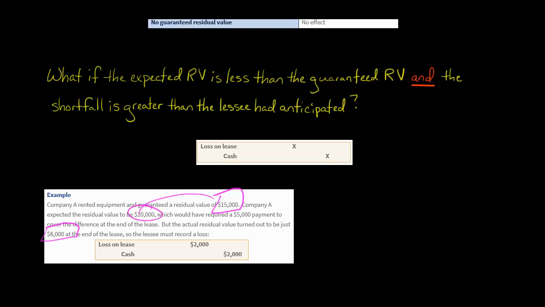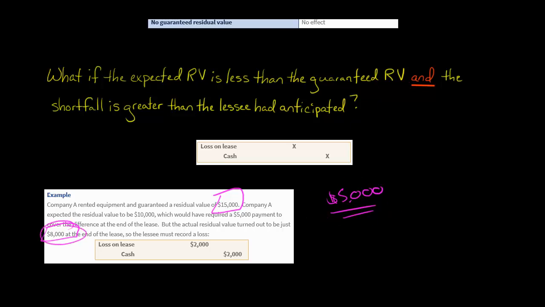The expected, we thought it would be 10. Like, we knew it would be less than 15. We thought it would be 10. So that 5,000, we already factored in the present value of that into the lease liability. Okay, so we already saw that. We factored that in the lease liability. That's why that's not part of the loss, that $5,000 shortfall.